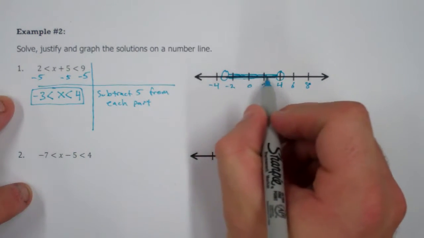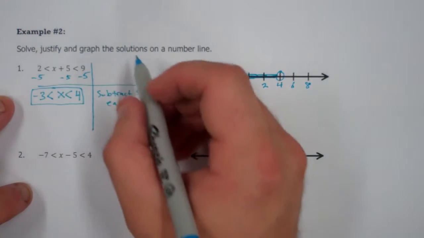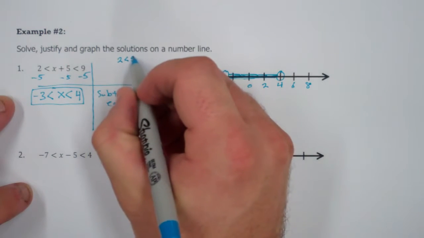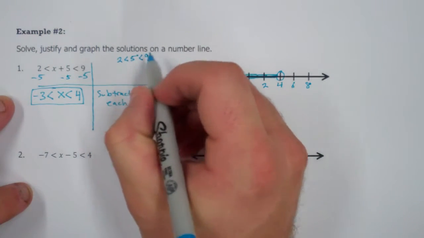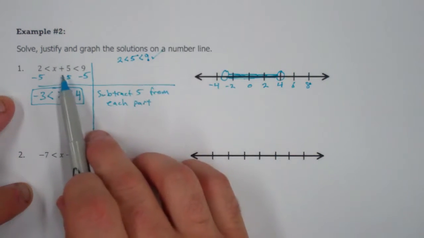If you want to check your work, you can just pick a number in the middle like 0. 0 plus 5 is 5. 2 is less than 5, which is less than 9. So when we choose a number that's shaded over, it works in the inequality.